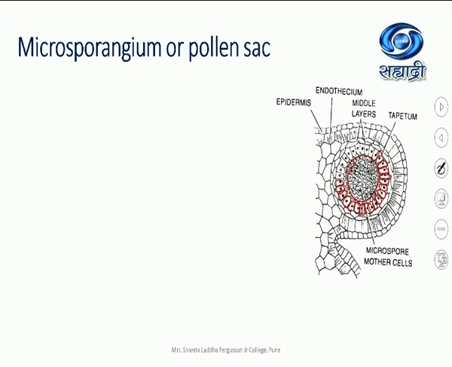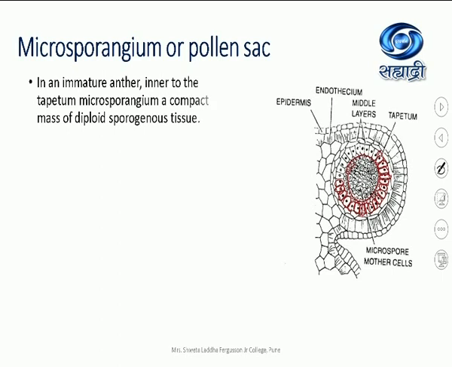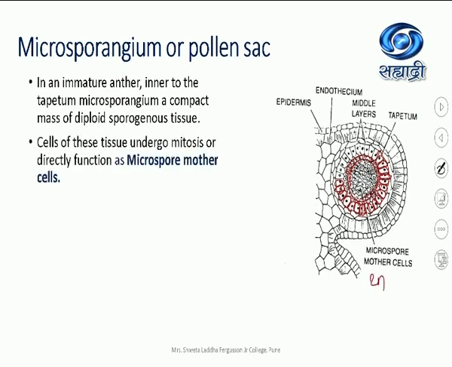Now we are going to study this pollen sac or microsporangium. In an immature anther, inner to the tapetum, in the microsporangium, a compact mass of diploid sporogenous tissue is present. Cells of this tissue undergo mitosis, or they may directly function as microspore mother cells. You can see in the picture the microspore mother cells. From where are they derived? They are derived from sporogenous tissue, by mitotic division, or the sporogenous tissue can directly act as the microspore mother cell.